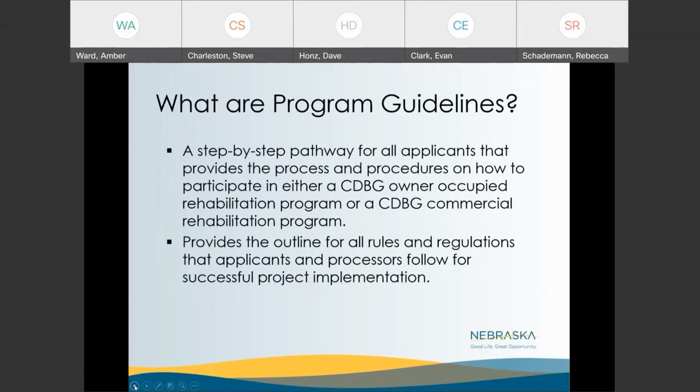I'm going to turn it over to Evan now because it's starting to get into program guidelines. Thanks, Rebecca. We'll go over program guidelines, and I'll give an overview of the owner-occupied rehab. What really are program guidelines? They're a step-by-step pathway for our applicants to complete the process and procedures in either the CDBG owner-occupied rehab or the CDBG commercial rehab program. It's an outline with all the rules and regulations that our applicants and processors should follow for the project implementation.